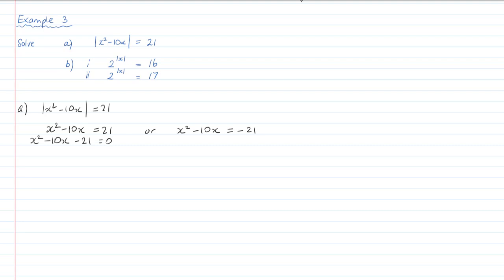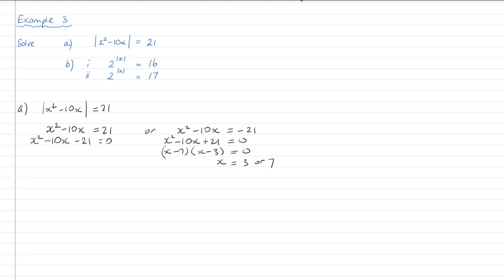Take x squared minus 10x minus 21 equals 0, and can we factorise this? Negative 7, negative 3, that doesn't quite work. So I might actually start over here, because I'm feeling a little bit lazy. x squared minus 10x plus 21 equals 0. I believe this one works better. x minus 7 and x minus 3 equals 0, giving us x is equal to 3 or 7. So that's a nice solution.